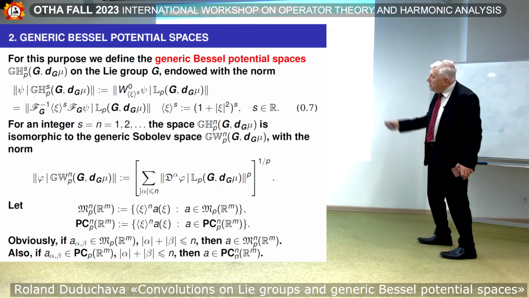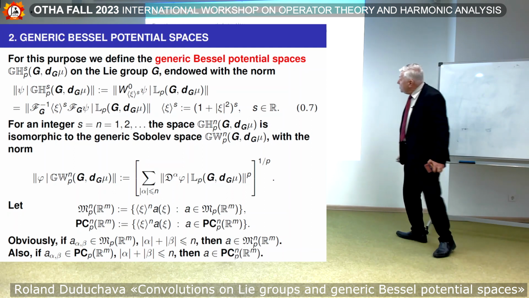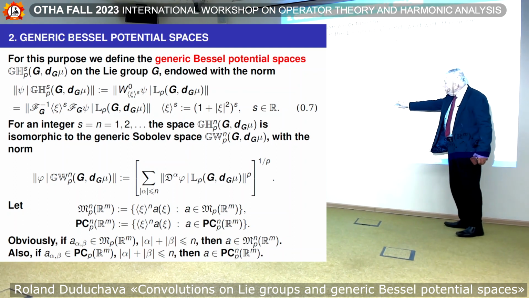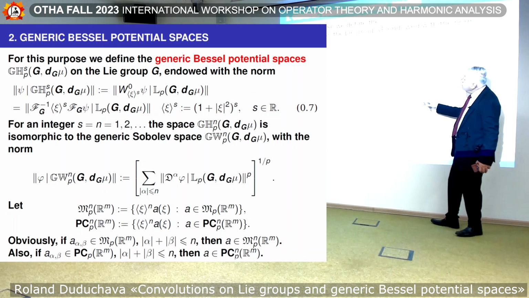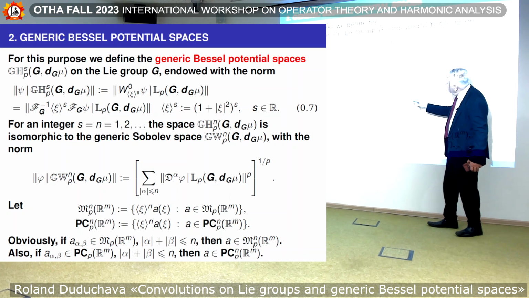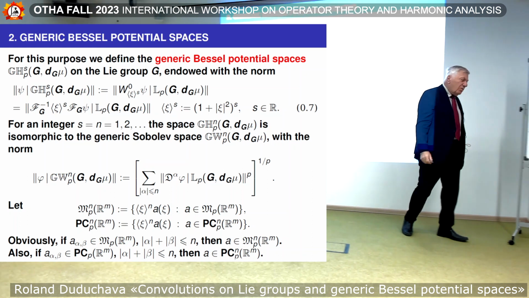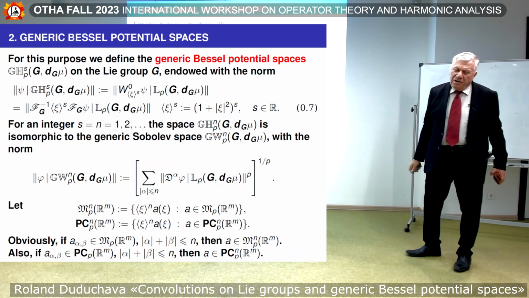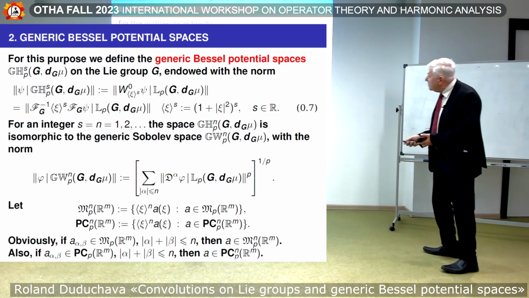And in the case when S is an integer, it is the generic Sobolev space. You take generic derivatives, all kinds of generic derivatives up to order M, and these generic differential operators, and the norms of the derivatives give you the norm in LP in the Sobolev space. It is equivalent to the norm defined above in the case when S is as in the usual Bessel potential space. In this case, it's the same.